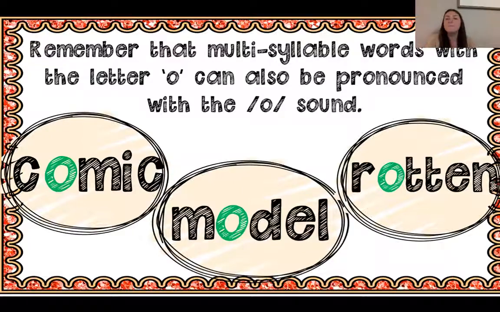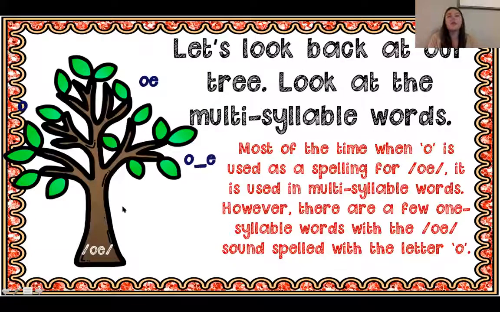All right, remember in multi-syllable words with the letter O, it can also be said with the ah sound. We call that its short sound. When it's not saying its name, it's saying its sound. It's ah sound, like comic, model, or rotten. So these are some rules that we just have to remember.